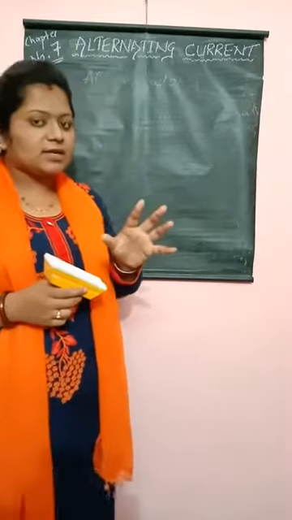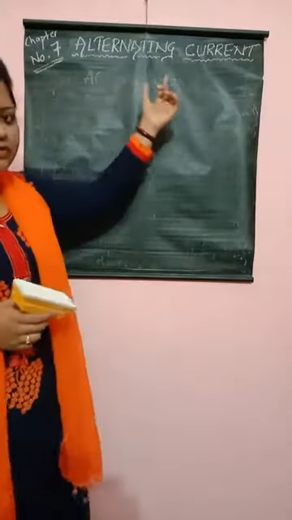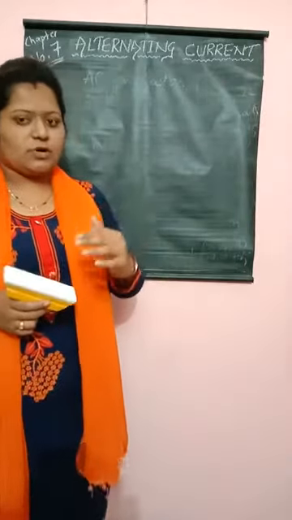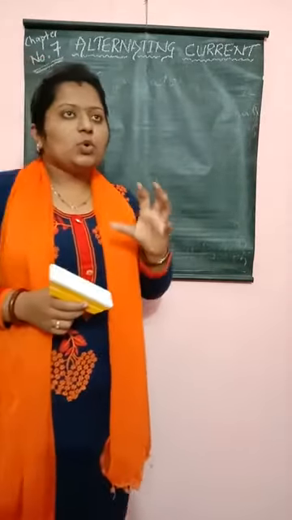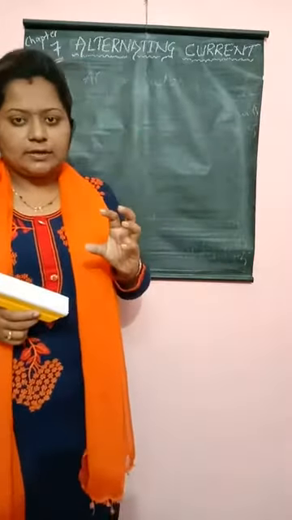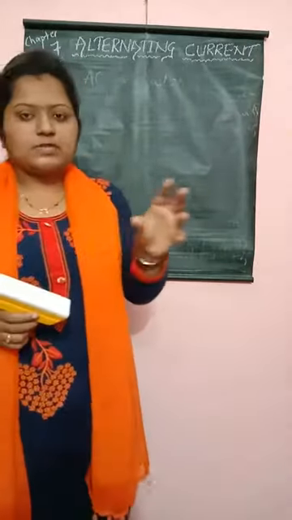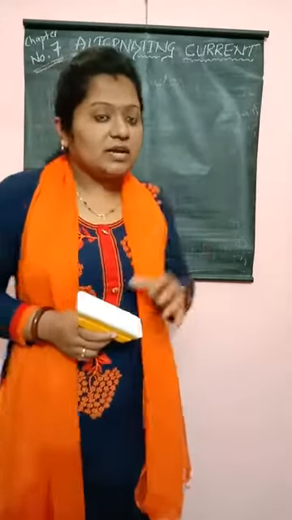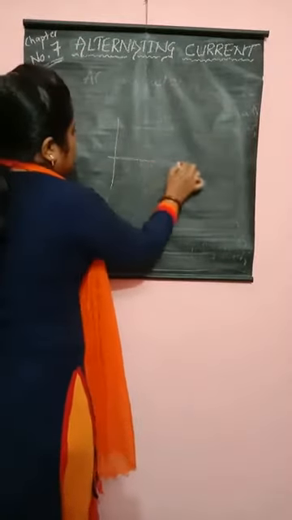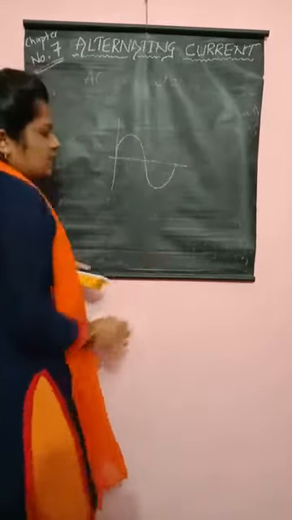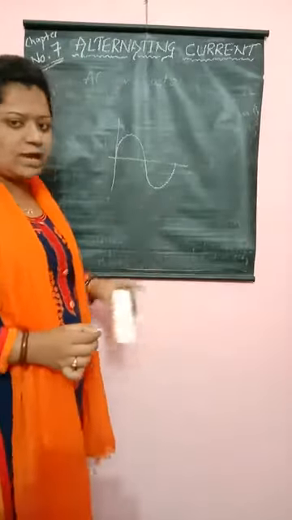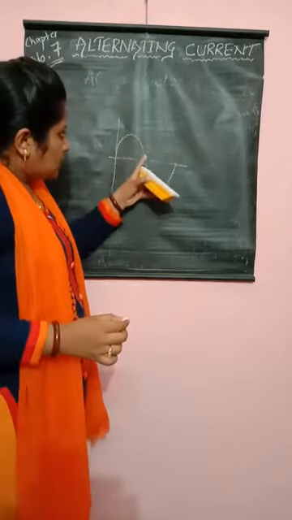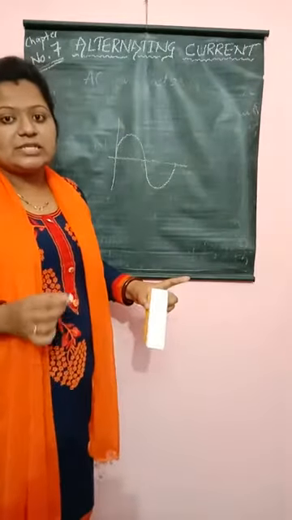How can we define alternating current? An electric current whose magnitude changes sinusoidally with time. Whenever you observe that current using an instrument like an oscilloscope, the nature of that current will be like this, a sine or cosine wave. Like this. I told you in the last class, I showed you the graphical representation. So this is the sine wave, and here it maintains periodicity also.